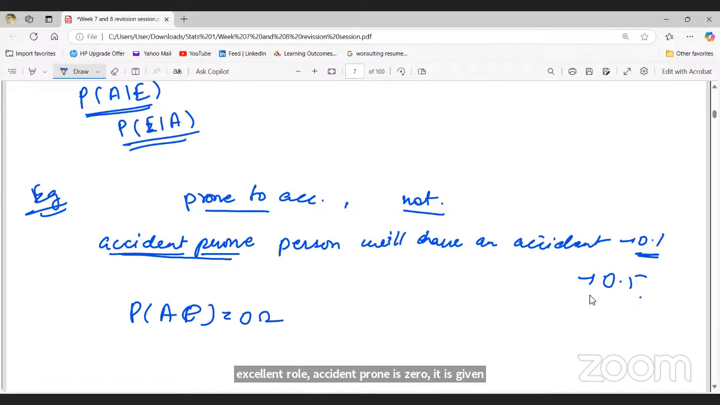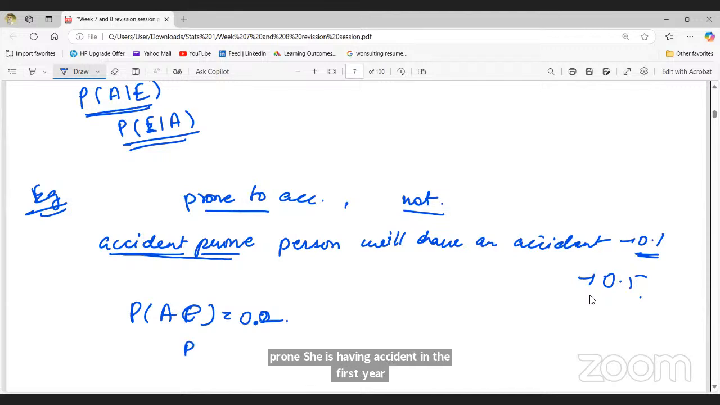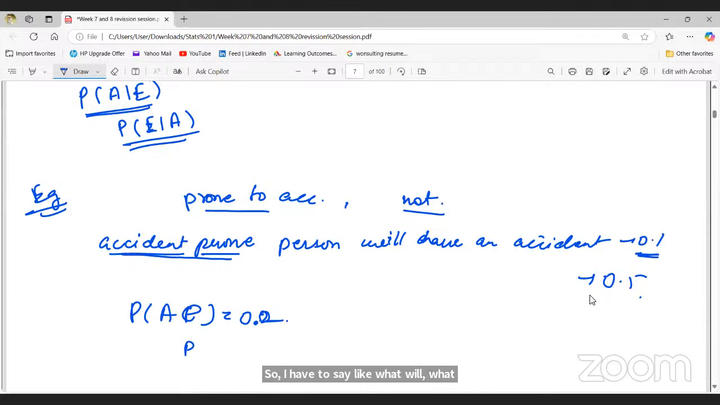So now I have to find out: if a new policy holder has an accident in the first year, what is the probability that he or she is accident prone? She is having an accident in the first year, so I have to find the probability that he or she is from the accident prone class. Everybody got my question?